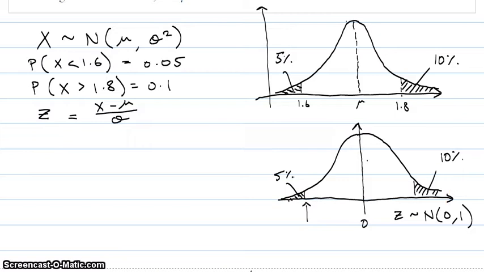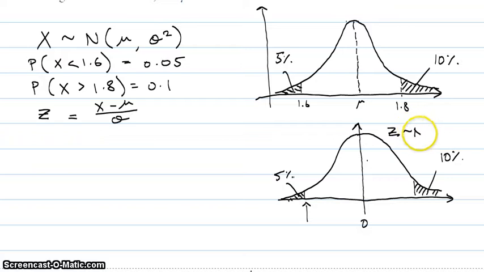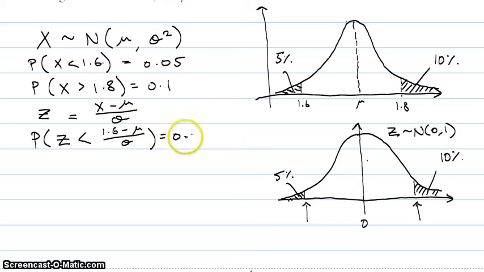and sorry, let me just get rid of that. So z is normal 0, 1. If I want to find out these values, what do I do? Well, I need to use my inverse normal. The probability z is less than, and then I just substitute in 1.6 for x here, 1.6 minus mu over sigma, is equal to 0.05. And what can I do with this?